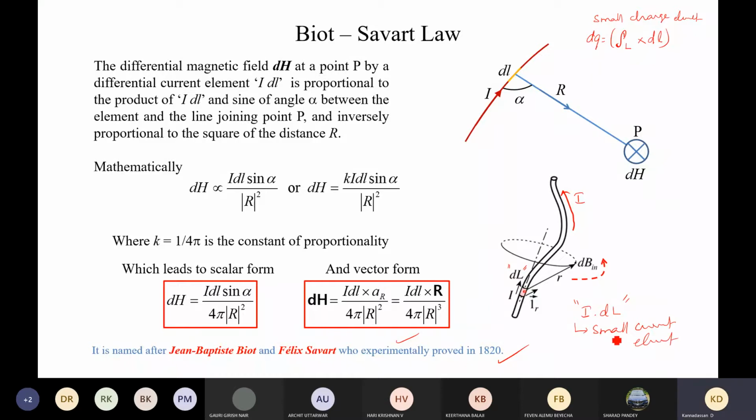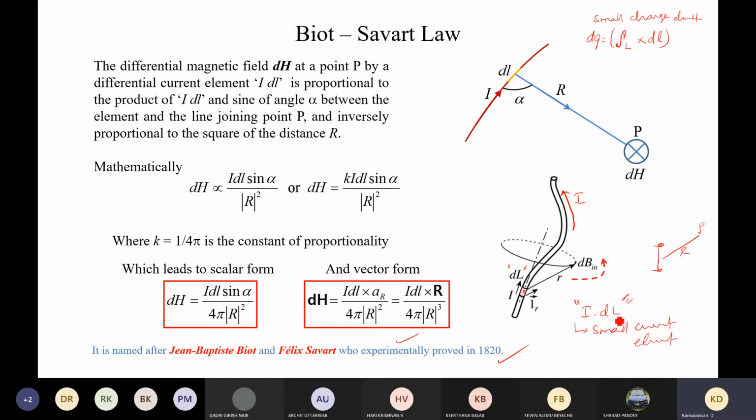So hereafter, whenever I say small current element, immediately you have to think about this I dl, where this dl is very, very small, in such a way that if you take a small length with a starting point and an ending point, with respect to the distant point P at distance R, the magnetic field induced from here to here is the same. So that is how we can simply state this small length dl.